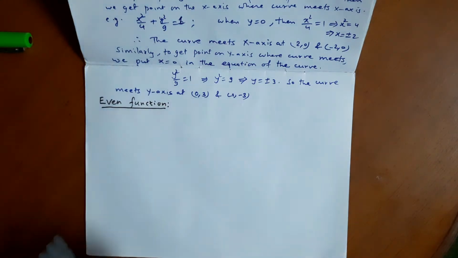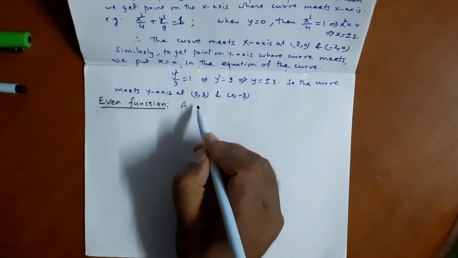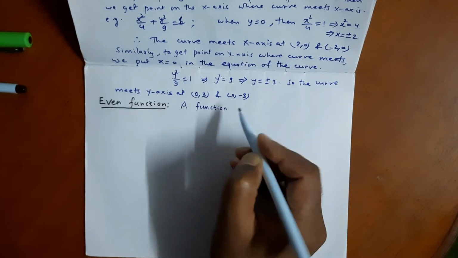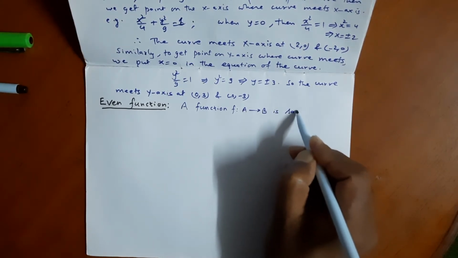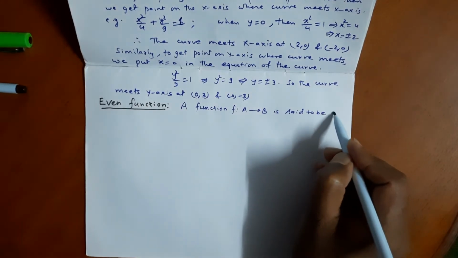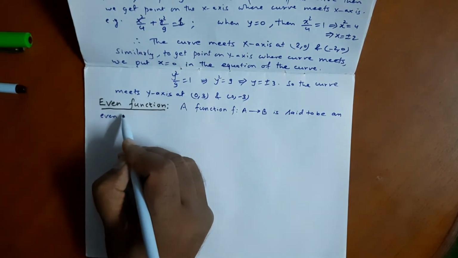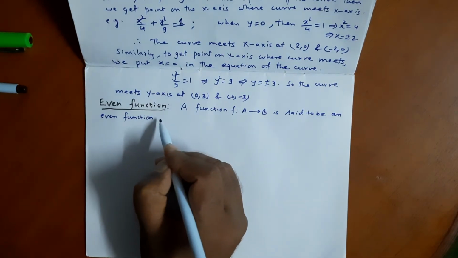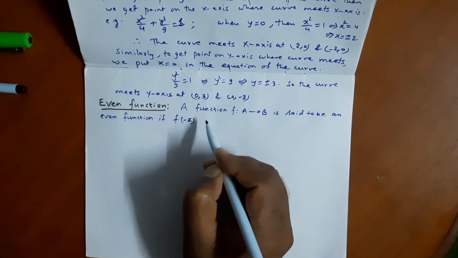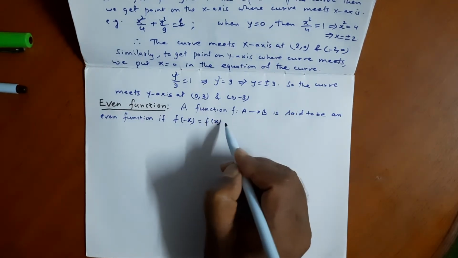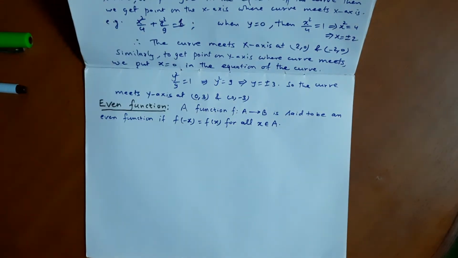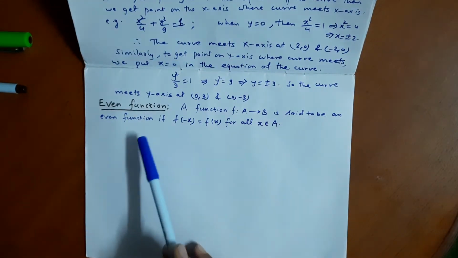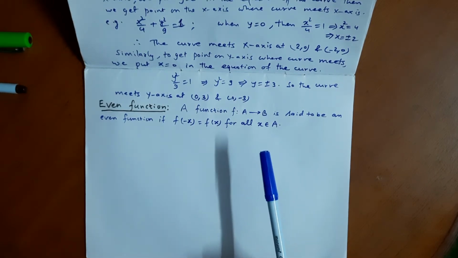Even function. Let's define even function. A function f from A to B is said to be an even function if f of minus x equals fx for all x belongs to A.